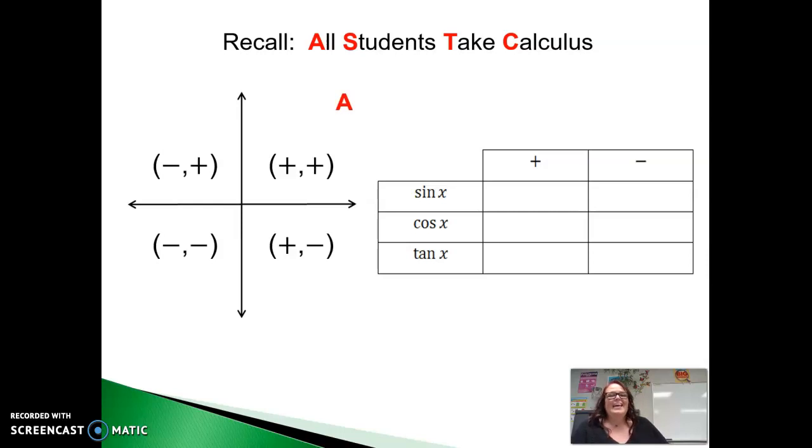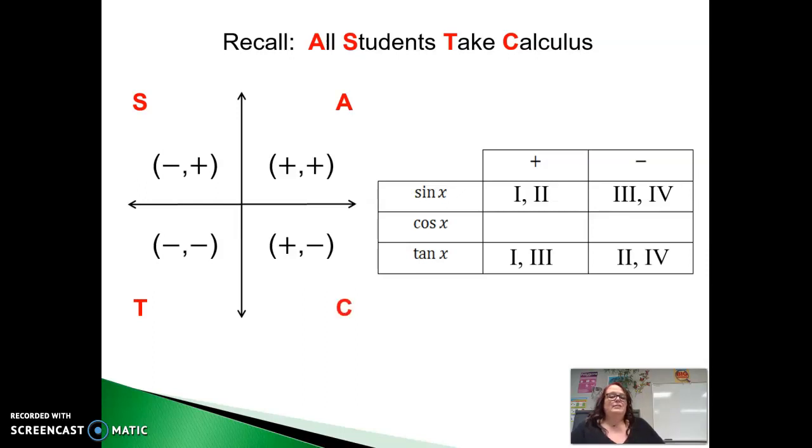So if we follow the quadrants, we would say all students, meaning that sine is positive in quadrants 1 and 2, and it's negative in quadrants 3 and 4. So because sine is represented by y, that's going to be positive above the x-axis and negative below the x-axis. So we've got all students take, so that means tangent is positive in quadrants 1 and 3. And then the remaining 2 quadrants, 2 and 4, tangent would be negative.